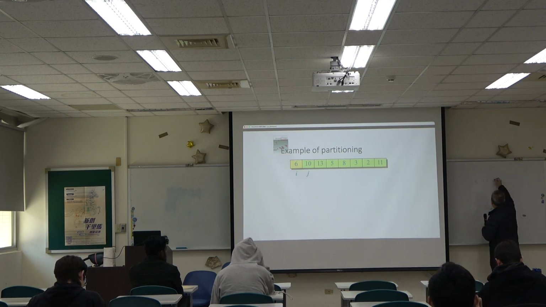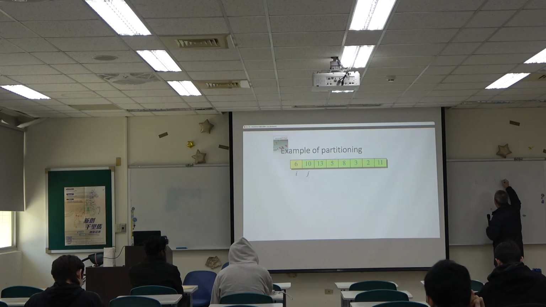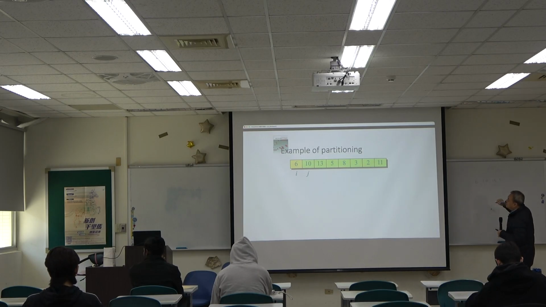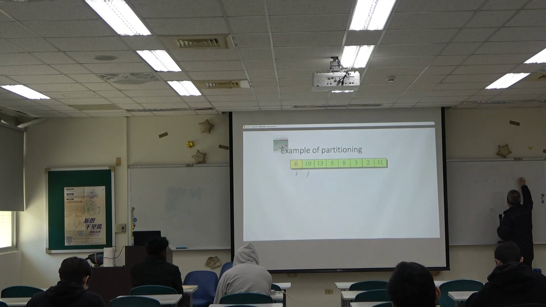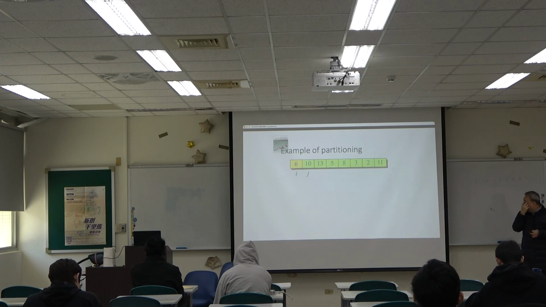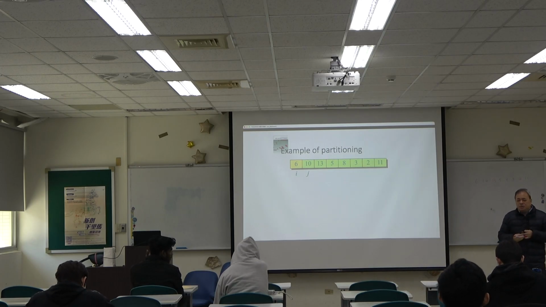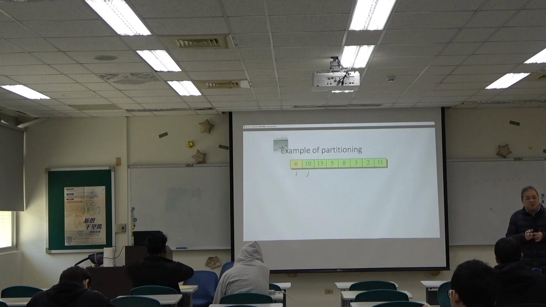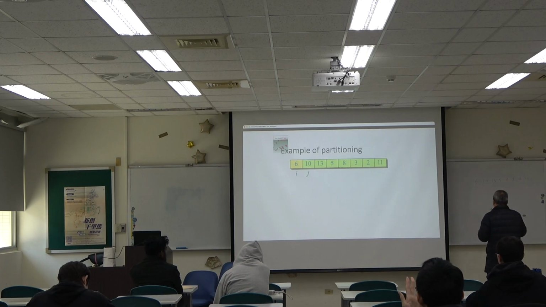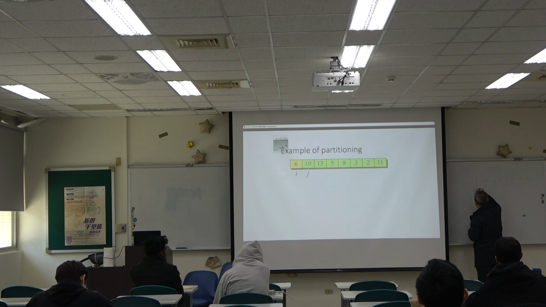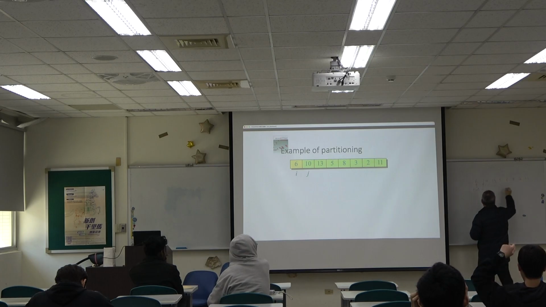13, 5, 8, 3, 2, okay. So just like this one, we assume the first element is the pivot. Okay? So this is the pivot. And then this is I, this is J.